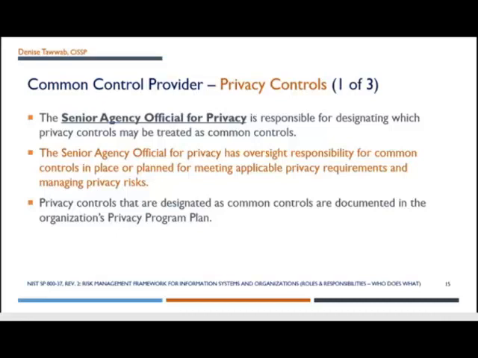So, the common control provider and privacy controls. Well, the way that works is the chief privacy officer is responsible for designating which privacy controls may be treated as common controls. Let me say that again. The chief privacy officer, or in the federal government, what's called the senior agency official for privacy, is responsible for designating which privacy controls may be treated as common controls. The chief privacy officer has oversight responsibility for common controls in place or planned for meeting privacy requirements and for managing privacy risk. Privacy controls that are designated as common controls are documented in the organization's privacy program plan.